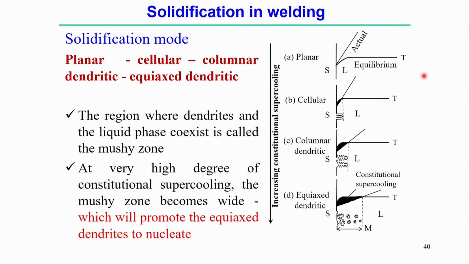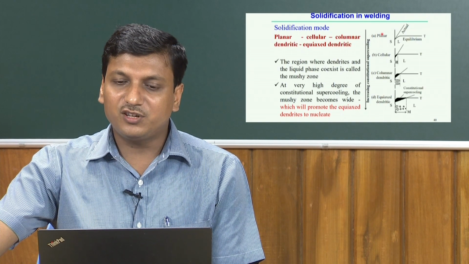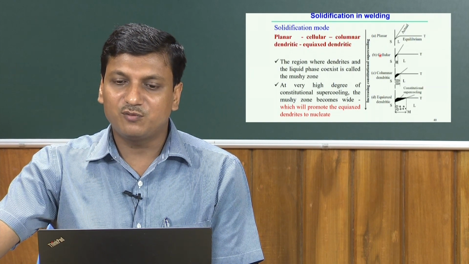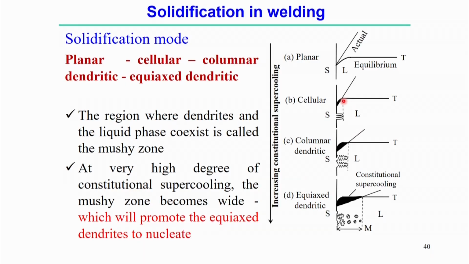That means there is a minimum amount, or we can say there is no constitutional supercooling. So, that promotes a planar kind of solid-liquid interface. The mode of solidification is basically planar. Next, if there is a certain increment of the constitutional supercooling, then it crosses the slope, and there is a shaded zone marked by the black that actually produces the cellular kind of solidification mode.